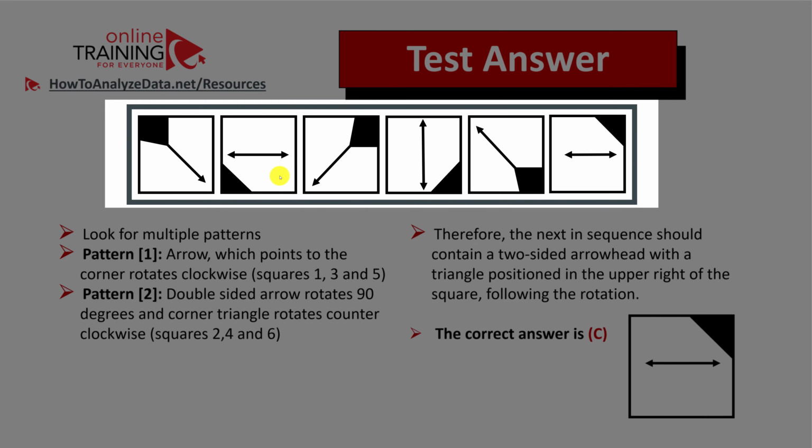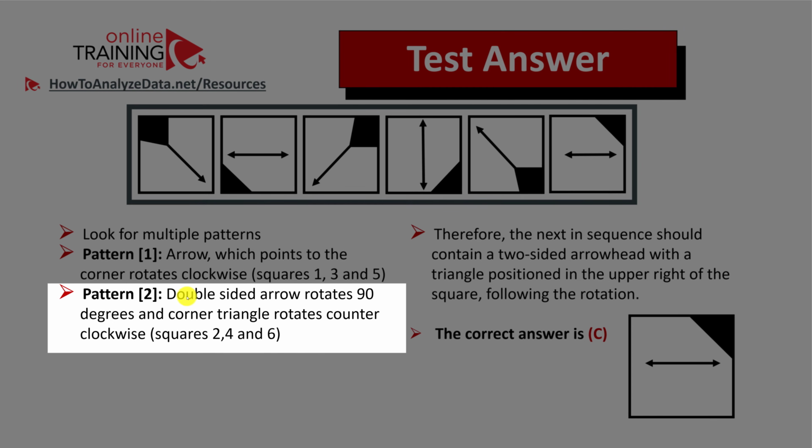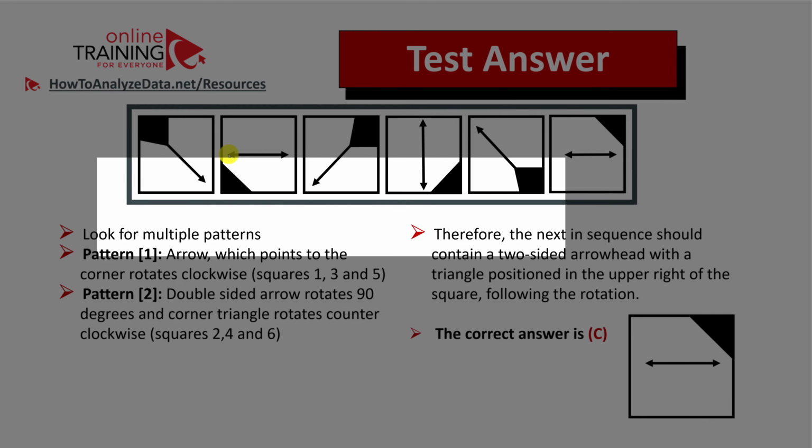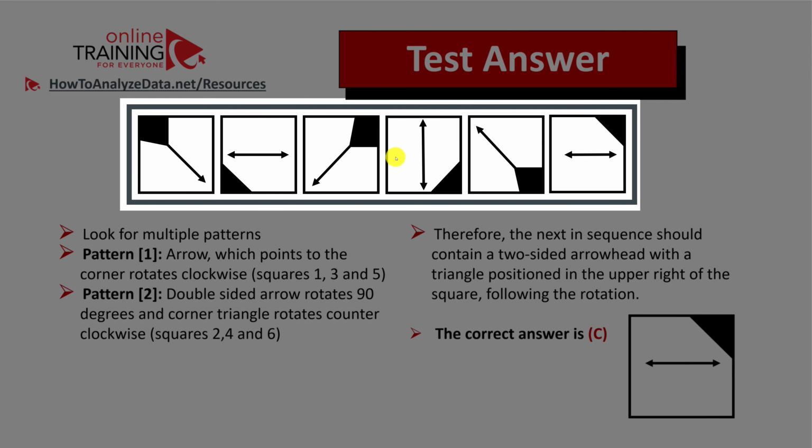Then we have a completely different pattern in squares 2, 4, and 6, which was missing. And this particular pattern is a double-sided arrow that rotates 90 degrees, which you can see here presented. Here it's completely horizontal, here it's completely vertical, so in square number 6 it will be horizontal again. And then another thing that happens here, the corner of the square rotates counterclockwise, and it goes from the bottom left corner to the bottom right corner, so the next position for that corner would be the upper right corner.